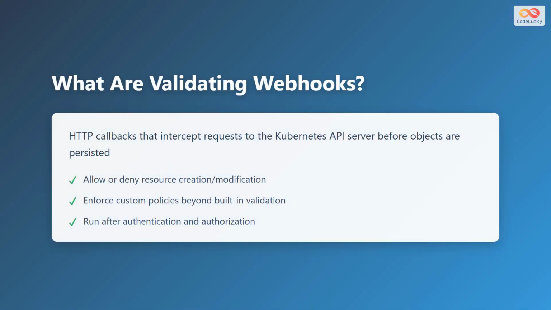Validating webhooks are HTTP callbacks that intercept requests to the Kubernetes API server before objects are persisted to etcd. Think of them as security checkpoints that examine every resource creation or modification request. They have the power to allow or deny these requests based on custom policies that go beyond Kubernetes' built-in validation. Importantly, these webhooks run after authentication and authorization phases, meaning the user has already been identified and granted permission, but the webhook ensures the request meets your organization's specific policy requirements.